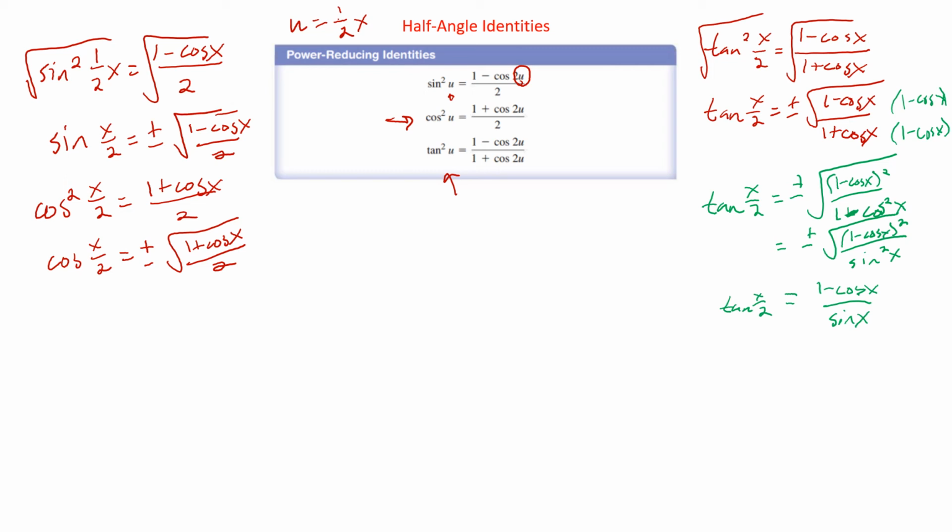Now, fun story here is we don't even need the plus or minuses anymore, because the tangent of x over 2 is actually going to have the same sign as the sine of x.